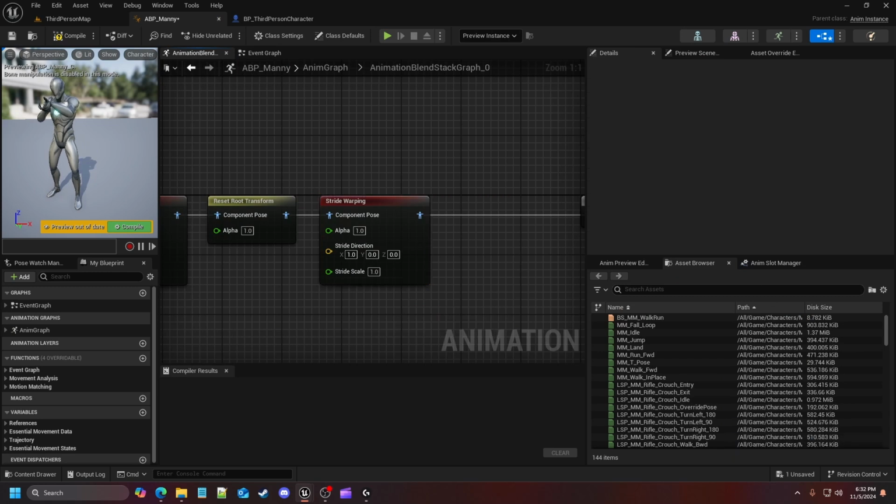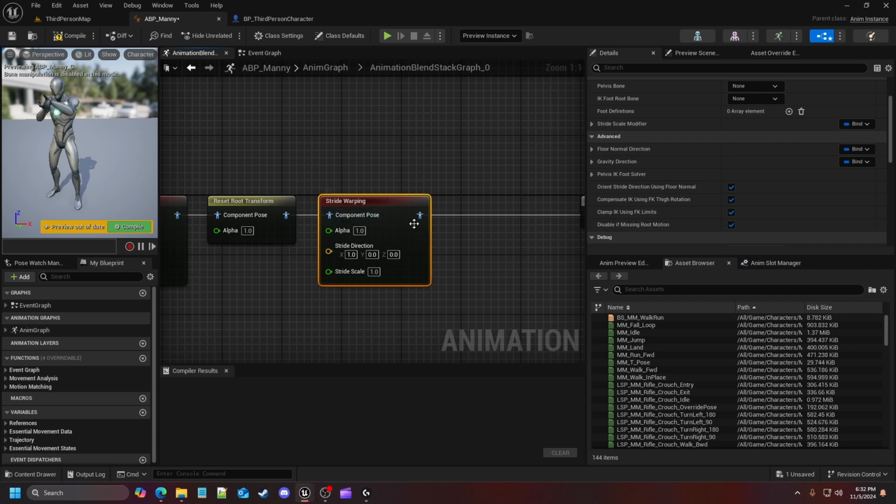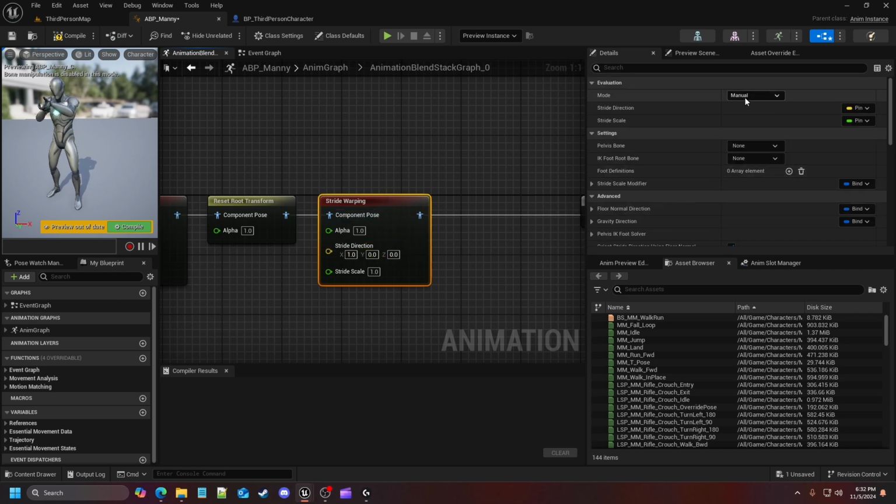So let me go ahead and move that back over here. Now what we're going to do essentially is set it up like how I have it in my other project, just so we can go over some of the stuff that I could find in regards to it. So let's click on our stride warping, and we're going to switch this mode to graph, so that we can change these things right here.